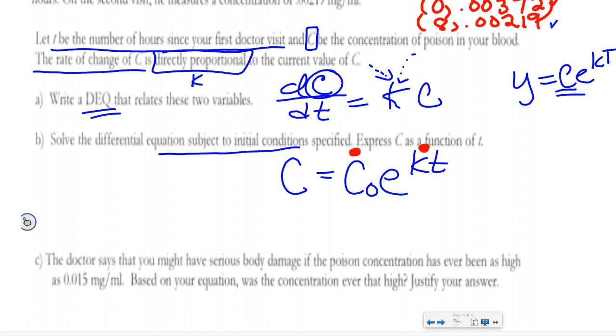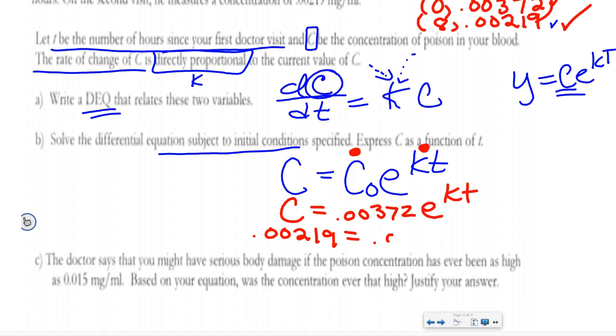So when I put in 0 for t, they told me it started at 0.372 e to the kt. So I replaced the start amount right off the bat. Then I use my charted growth, in this case my charted decline or negative growth. I know that it shrunk to 0.00219 after 8 hours.